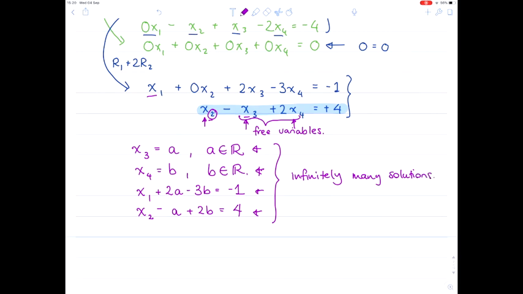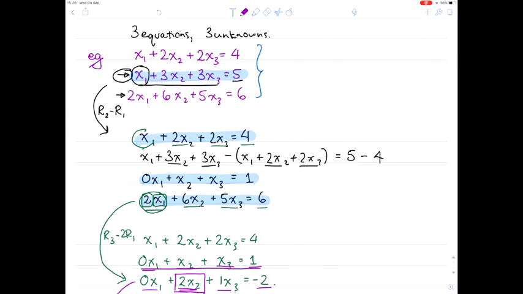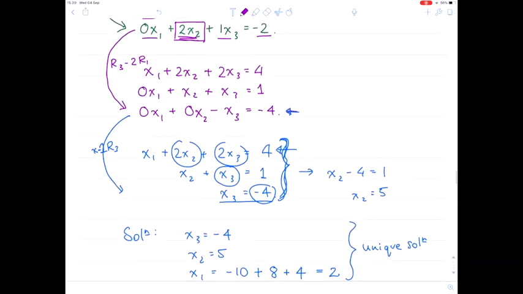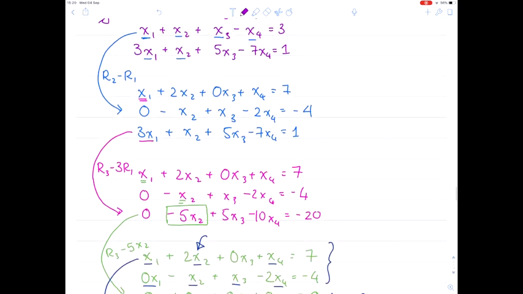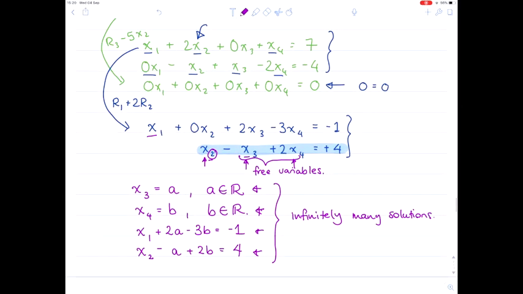And this is going to be the characteristic look of any solution space that has infinitely many solutions. So we don't get a neat cut and dried single answer like we did for 3 equations, 3 unknowns. So here we had x1 equals 2, x2 equals 3, and x3 equals minus 4. That was a unique solution. But here, in this case, we have infinitely many solutions depending on what values we pick for a and b.